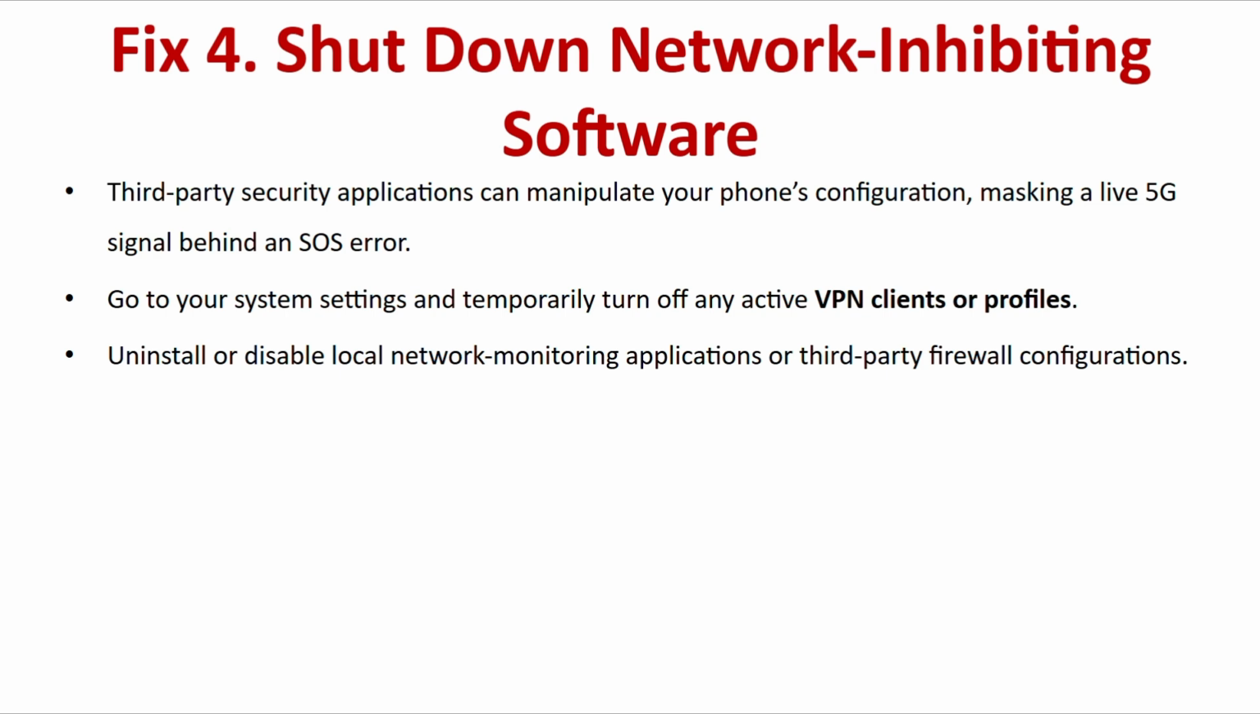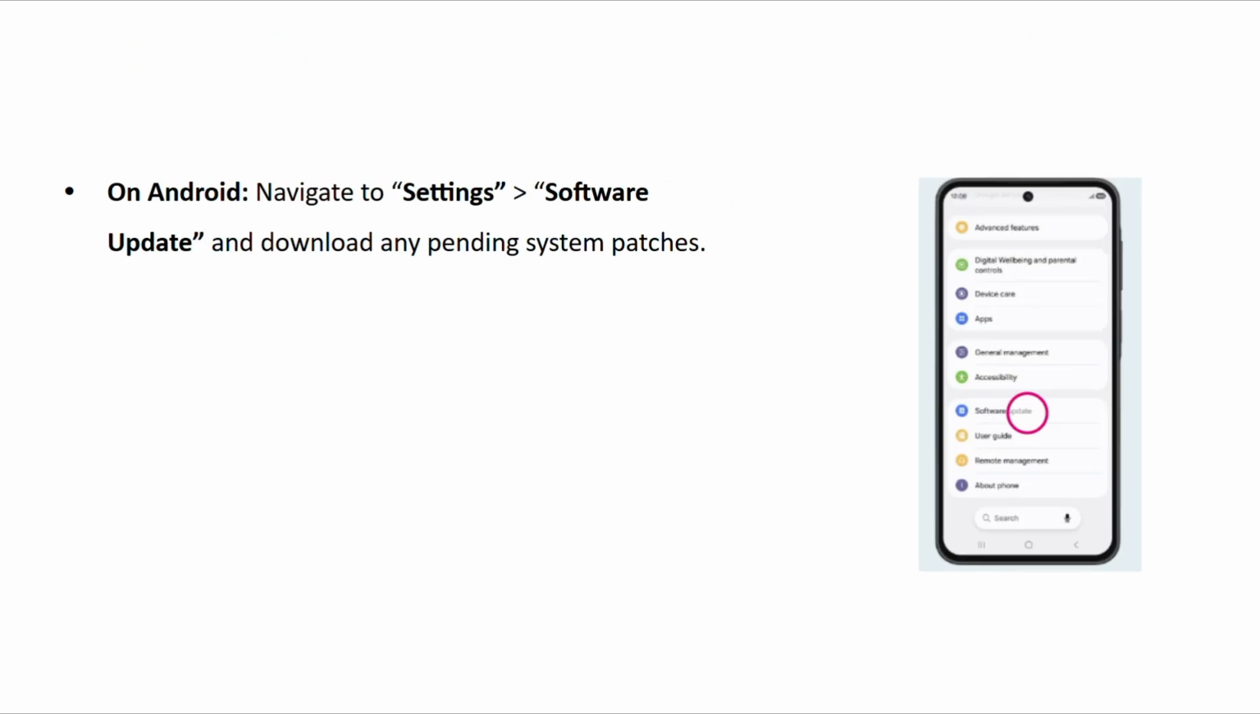Fix 4. Shut down network inhibiting software. Third-party security applications can manipulate your phone's configuration, masking a live 5G signal behind an SOS error. So go to your system settings and temporarily turn off any active VPN clients or profiles. Then uninstall or disable local network monitoring applications or third-party firewall configurations. On your Android device, navigate to settings and go to software update and download any pending system patches.